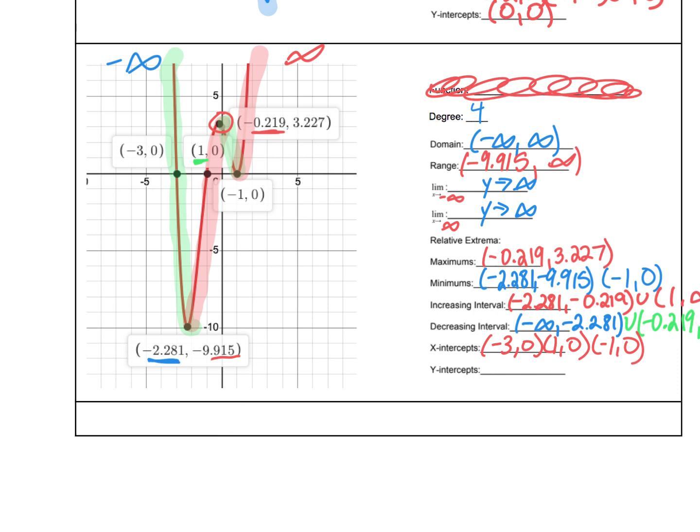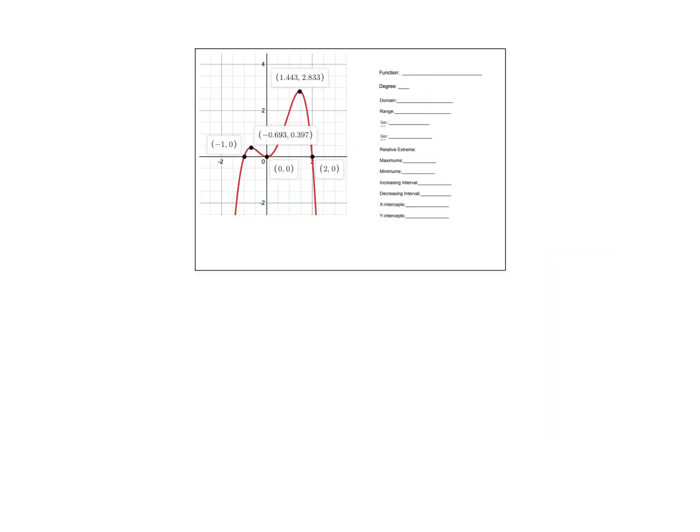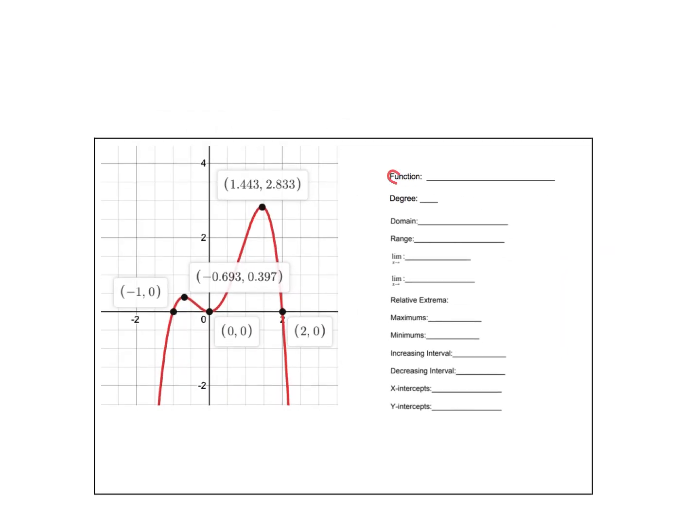Okay, last one. Go ahead and try the one on the next page. Pause it for however long we need, work with your group, and we'll go over it. Okay, last one. Again, we don't need function. Degree here, okay? Ending the same direction. They're both ending down. What does that tell you right there? This has got to be an even number, okay?